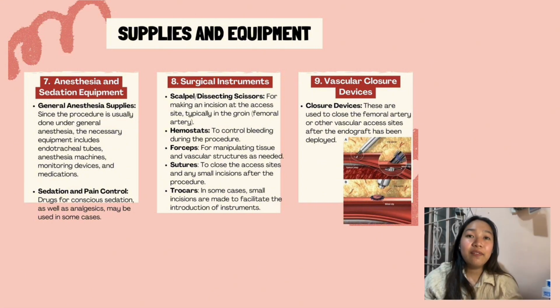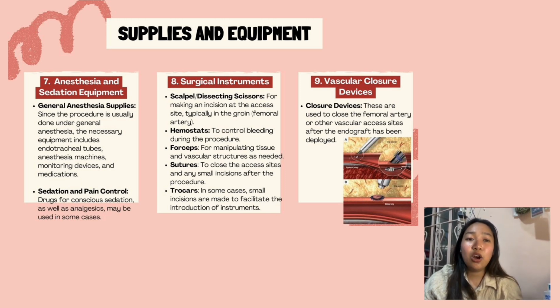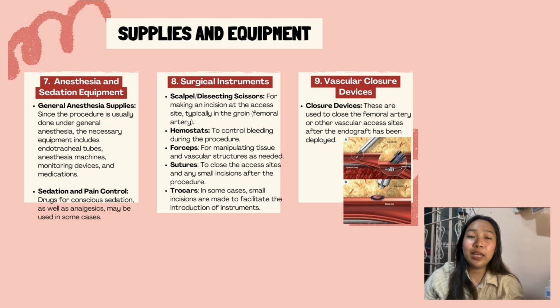Number 9. Vascular closure devices, also known as VCDs. They are specialized tools used to achieve hemostasis, or to stop the bleeding at the site of vascular access, typically after procedures like angiography, angioplasty, or other endovascular interventions. These devices are designed to reduce bleeding, enable faster recovery, and allow early ambulation compared to manual compression techniques.